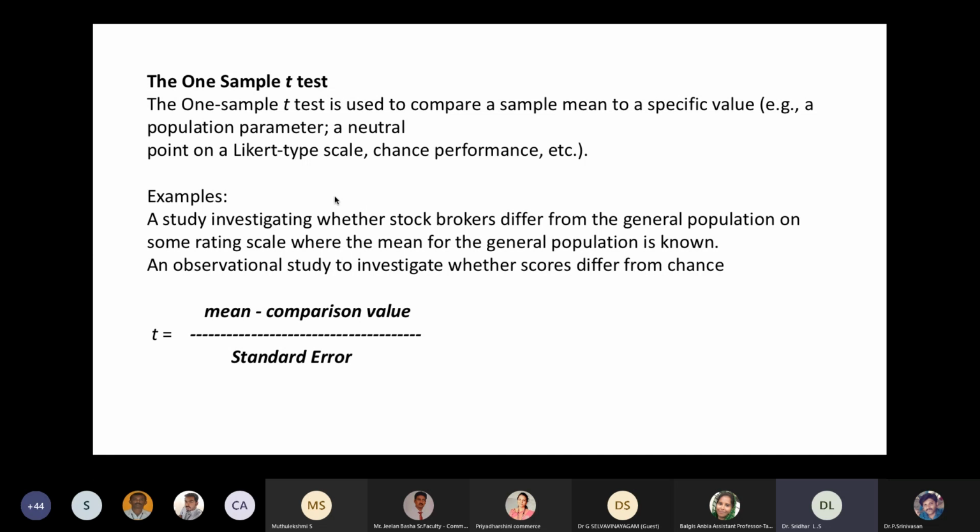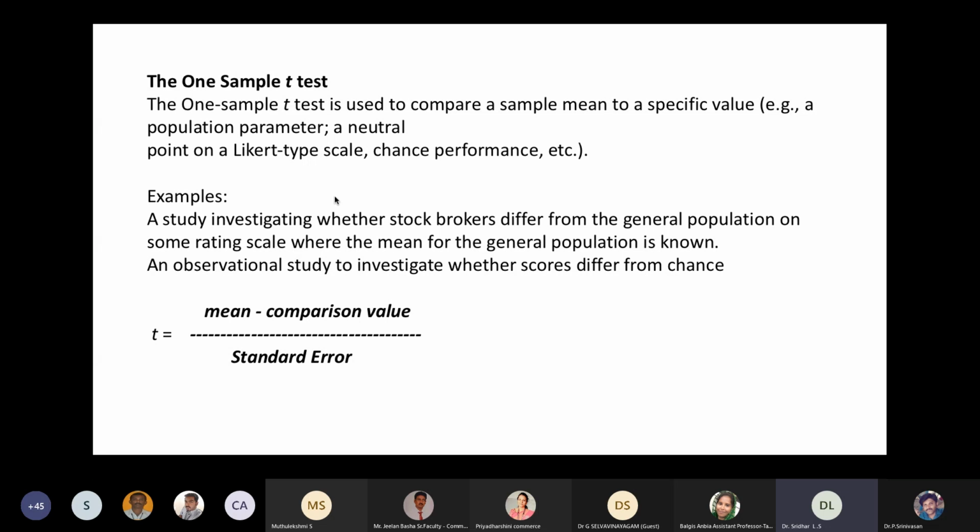For the comparison value, you can set a target value before proposing the hypothesis. For example, I have marks of 10 students, and I set 55 as the comparison value: all the students should score 55 or above. That is what is stated in the hypothesis here. The 55 is the target value, and I compare it with the mean.